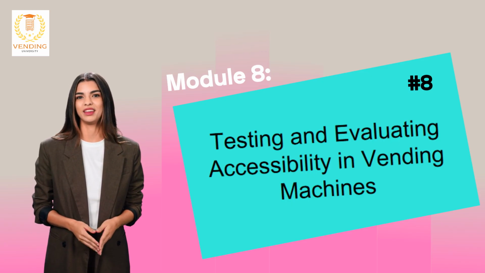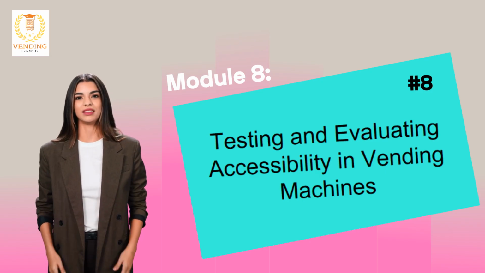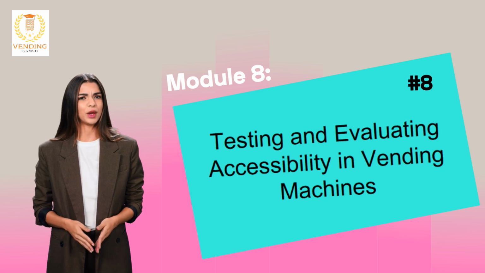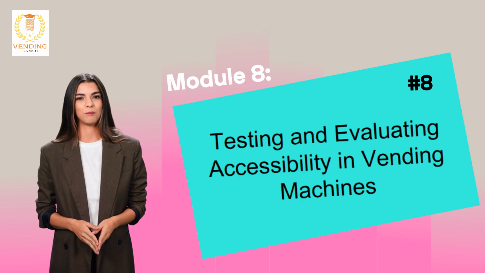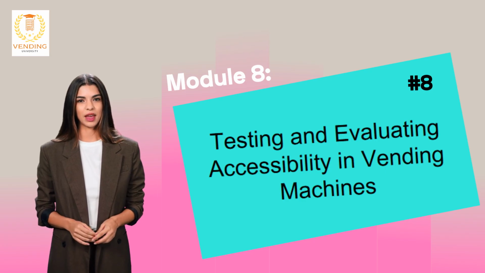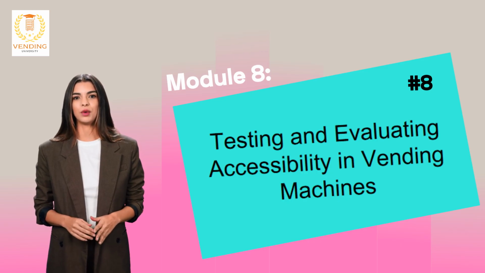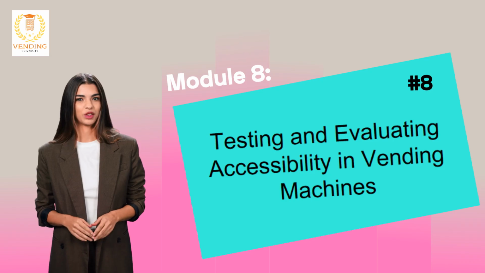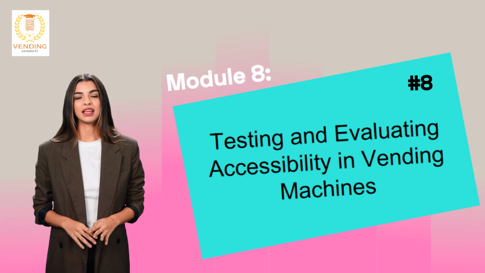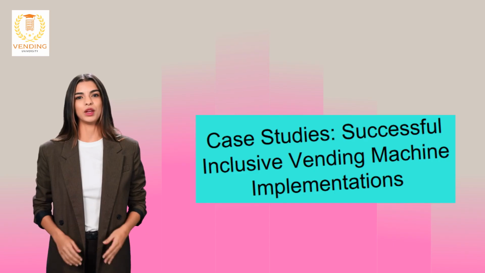Implementing an accessibility audit as part of regular maintenance ensures the vending machine remains user-friendly as standards evolve and new technologies emerge. In conclusion, comprehensive testing and evaluation are critical for ensuring vending machines provide equitable access to all customers. By combining technical checks with real user experiences, operators can identify and fix accessibility issues, delivering machines that are truly inclusive and reliable.